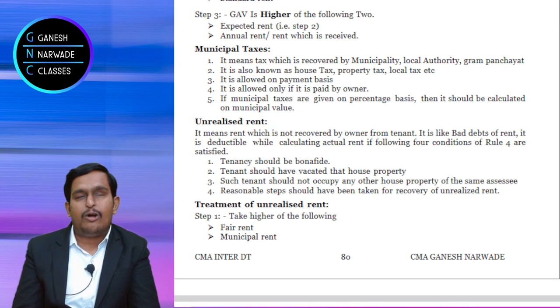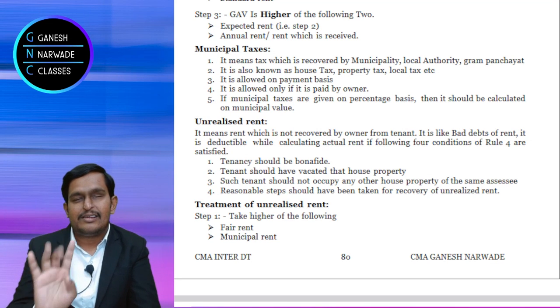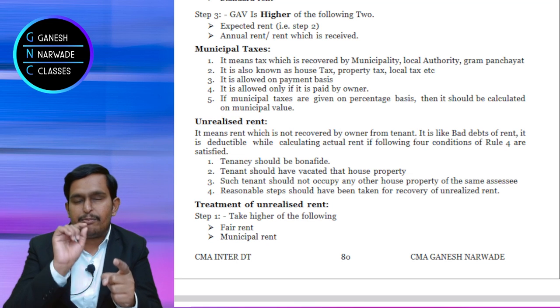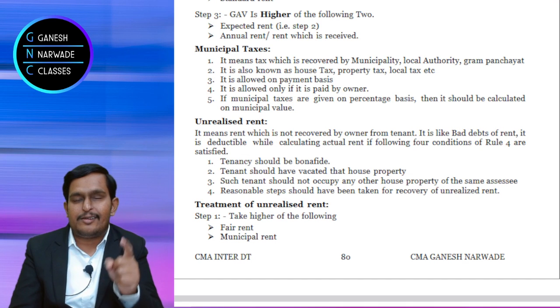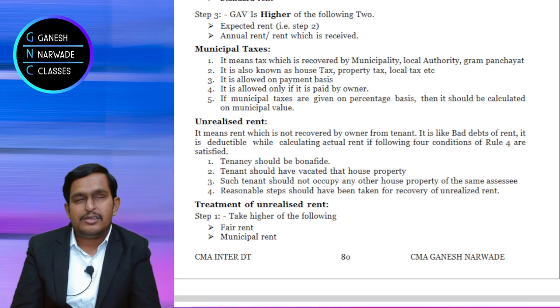Very good. Now how do we consider what is unrealized rent? Come on, remember with me. We call it unrealized rent if four conditions are satisfied. There should be an actual tenant who occupied the property, that means the tenancy should be bona fide. The tenant did not pay the rent. The owner vacated him from the property. And the owner tried all the steps to recover the rent but failed.